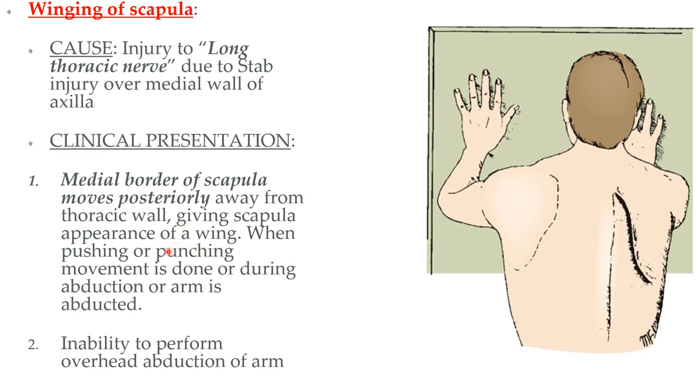And when does this occur? Whenever an attempt is made to push or punch. As a result, the patient is not able to perform this, and the medial border becomes prominent.